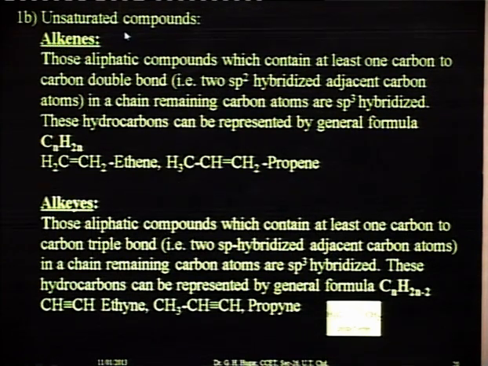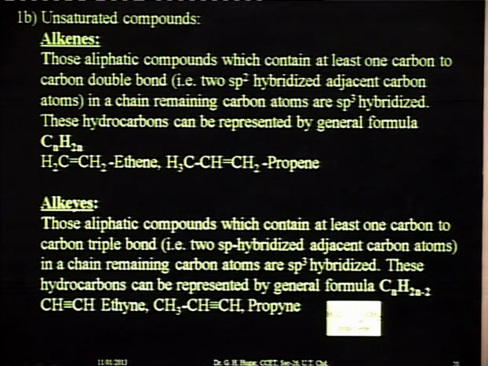alkynes, and I recollect we are studying only the hydrocarbons classification. That is why alkenes, these are the aliphatic hydrocarbons, they contain at least 2 carbon atoms which are sp2 hybridized adjacent to each other. Means these sp2 hybridized carbons will be having a double bond. If you see propene in here, the first carbon atom and this central carbon atom are sp2 hybridized, the rest of them are sp3.